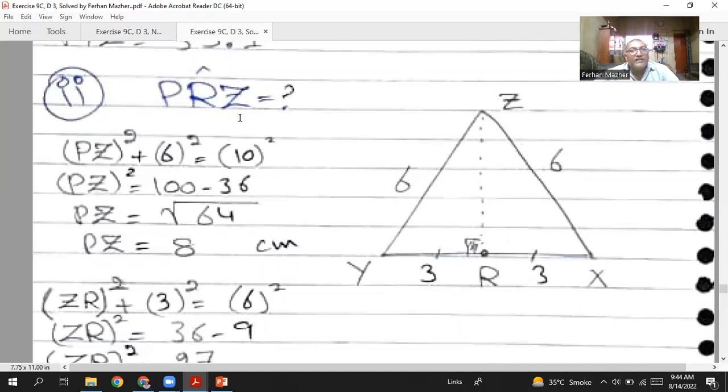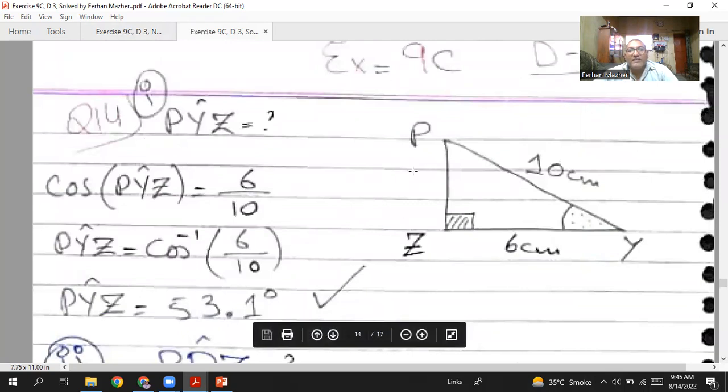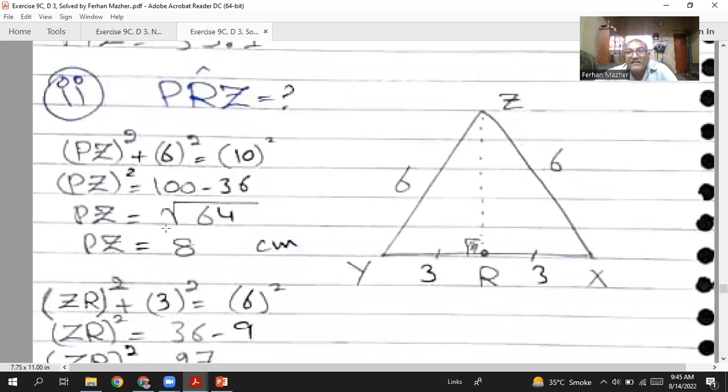So here the PRZ angle is the question. First of all, apply Pythagoras on this diagram and find the height PZ. PZ square plus 6 square equals 10 square. So PZ square is equal to 100 minus 36. So PZ is the square root of 64. The PZ will be 8 centimeters.